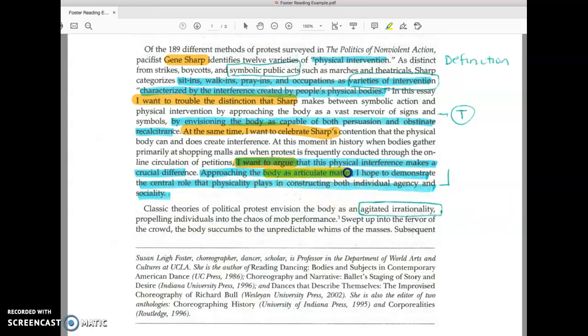Approaching body as articulate matter might mean that she takes seriously that bodies produce arguments, as opposed to what Sharp wants to do. He wants to say that bodies are more symbolic, right? Meaning that they have an outside meaning, but they are not meaningful in and of themselves. And she believes that they play a central role, that they're very important in constructing agency. Agency meaning the ability to make action happen. So, this is just a quick way of showing how you could spend 5 minutes on one paragraph in here to ground yourself in her thesis.